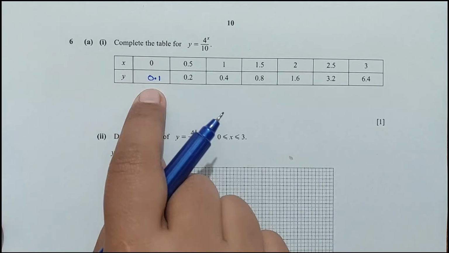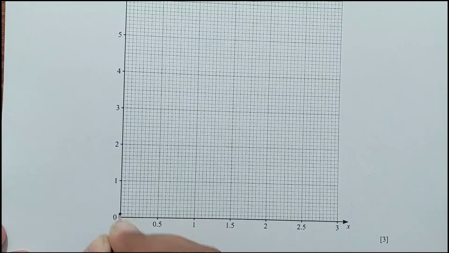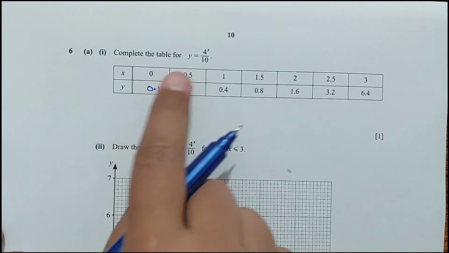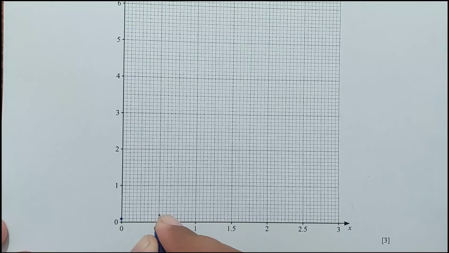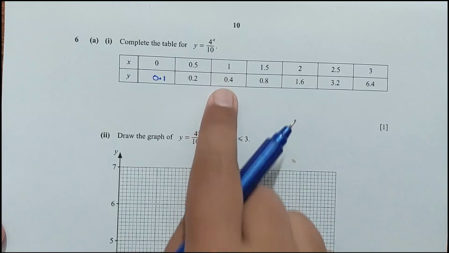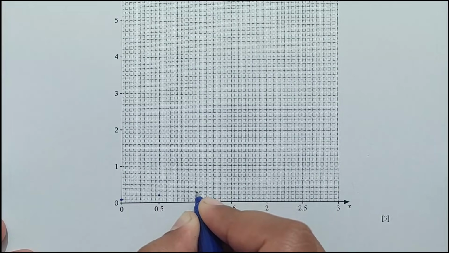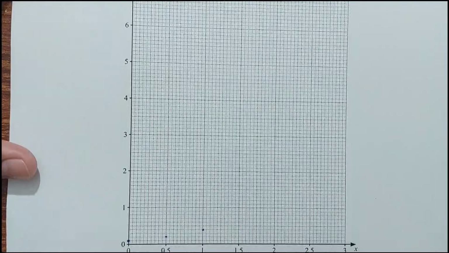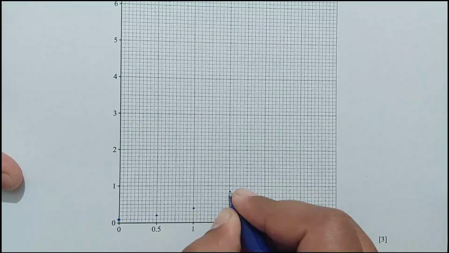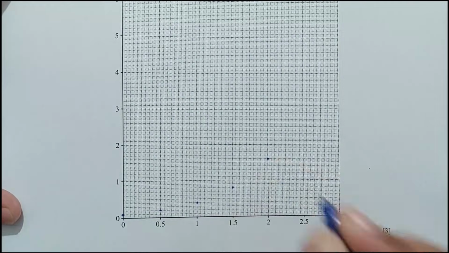So when x value is 0, y is 0.1. X is 0.5, y is 0.2. At 1, it is 0.4. At 1.5, 0.8 is over here. At 2, it is 1.6.